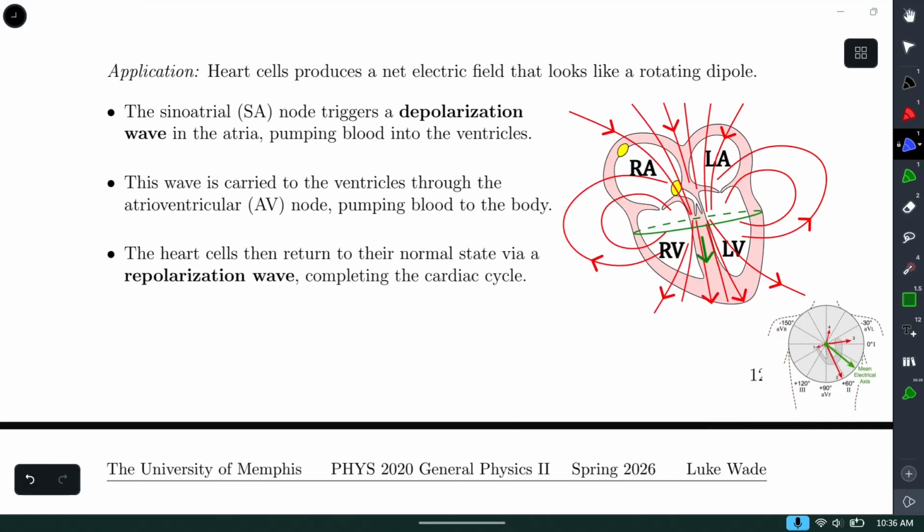About how this works. So the thing that causes this rhythmic contraction, the thing that's different from other parts of the body, is this thing right here. It's called the sinoatrial node.